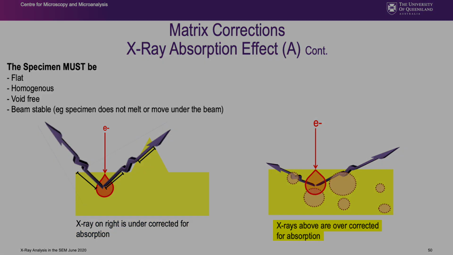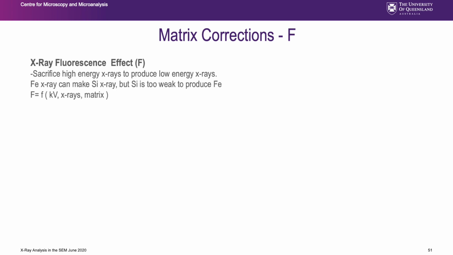They're the two issues. And the final correction is the fluorescence correction. High-energy X-rays can sacrifice themselves to produce low-energy X-rays. So again, we're just choosing some random elements. Iron K-alpha at 6.4, silicon K-alpha at 1.7. This is an artificial example. It probably wouldn't happen much in real life.